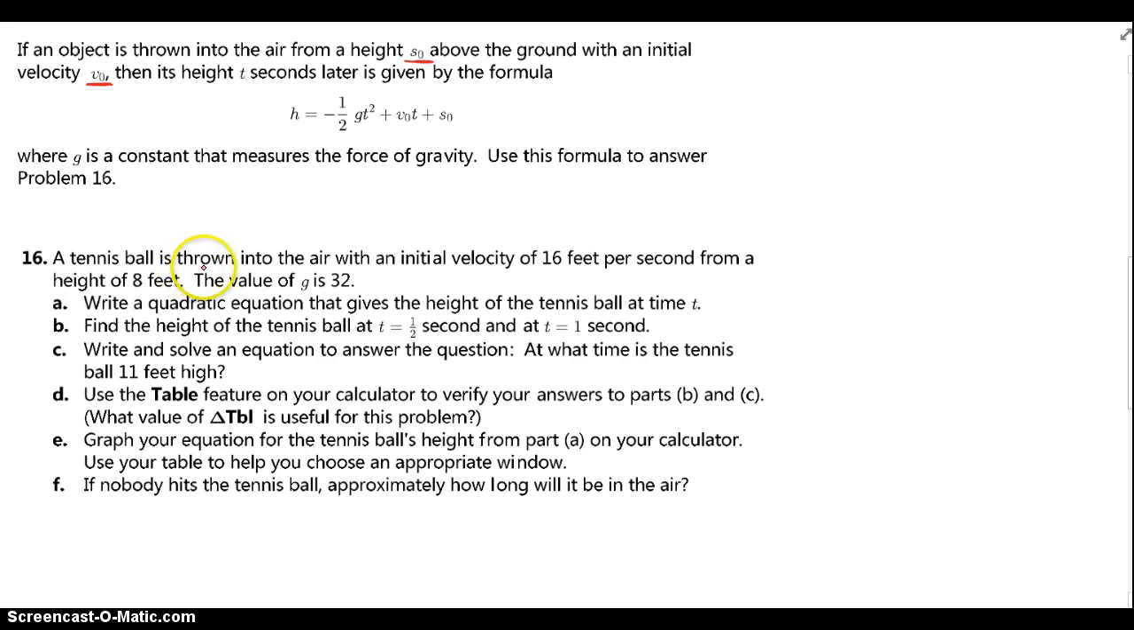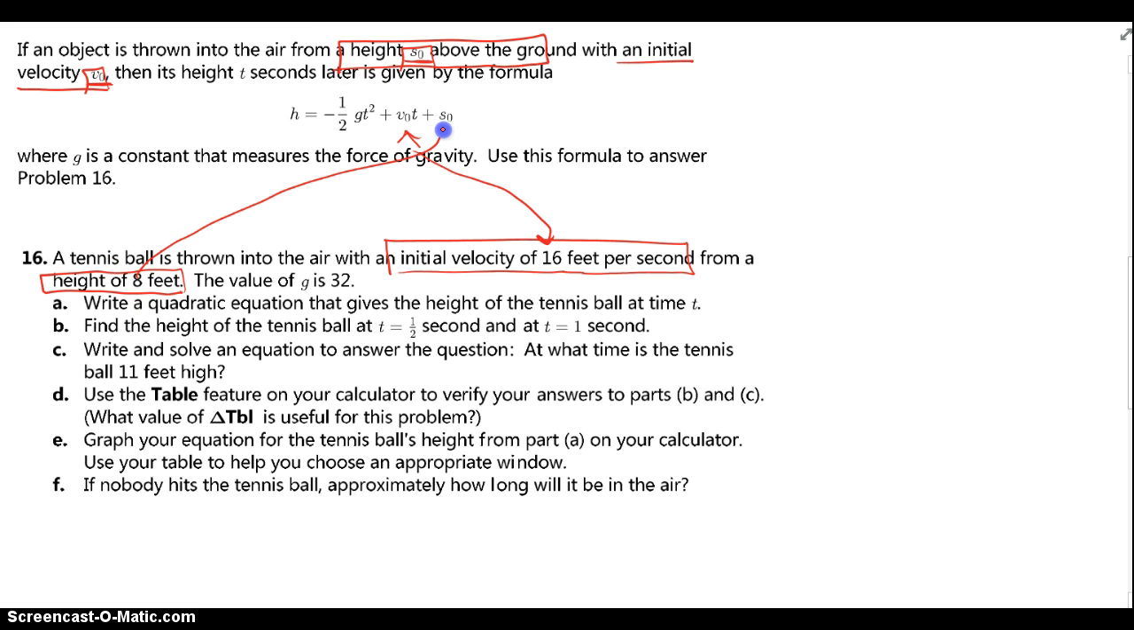Alright, so a tennis ball gets thrown into the air with an initial velocity of 16 feet per second. That's the initial velocity, which in our case is v0. So I have to plug that in here. That's going to be my 16. From a height of 8 feet. So the height originally was 8 feet, and they told us the original height above the ground is s0. So 8 feet is the s0. I put that there. And also the value of g in this problem is 32.